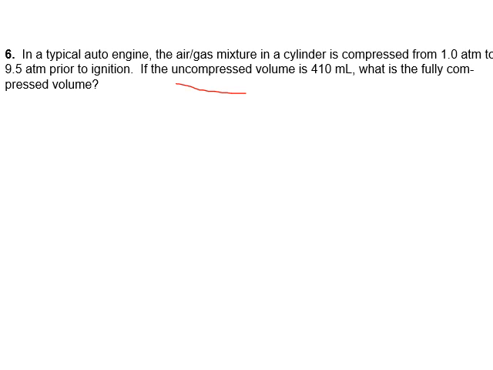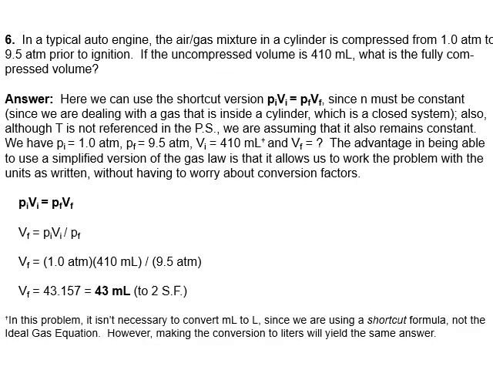If you wanted to, you could start with P1 V1 over T1 equals P2 V2 over T2, and then realize that the temp is not changing. They don't even mention the temp here, so just mark it out as not changing. So that reduces to P1 V1 equals P2 V2. P1 is 1, P2 is 9.5, and V1 is 410, and we have to find V2. Notice we don't have to change that to liters here, because this is a shortcut. Next slide.